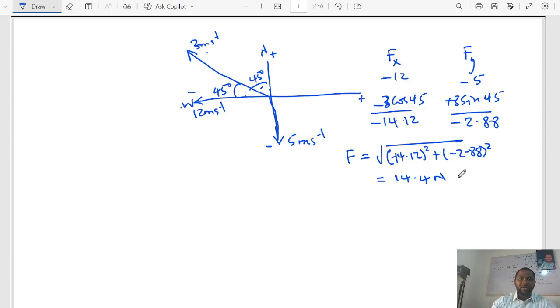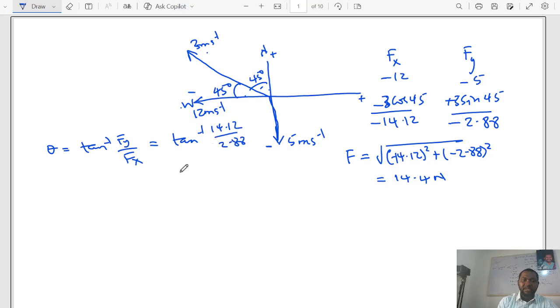Now the next thing we are going to look at is the direction, because once you're asked to find the resultant of a force, it's important you also know the direction. The direction theta is given as tan inverse of the vertical component over the horizontal component. In doing this calculation, don't worry about the negative sign. We are going to deal with it later.